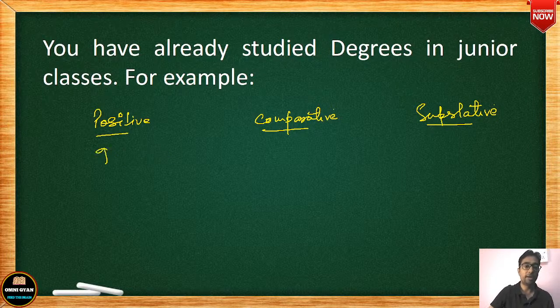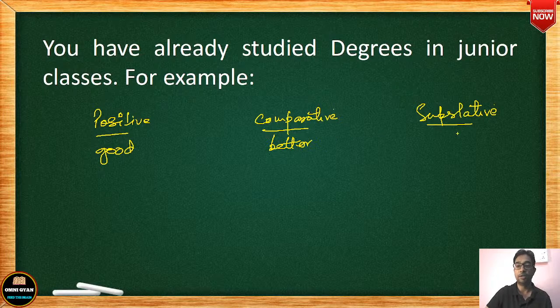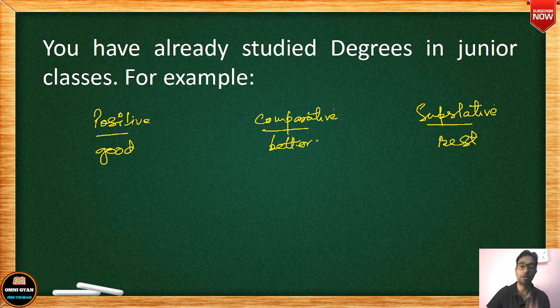Now if I use the word good here in positive degree, what will be the comparative and superlative degrees? Good will be, in comparative it will be better, and in superlative it will be best. Right? I think now you're getting this thing. You have already learned it. Okay, now if you remember, I hope you're remembering now. Yes, we have learned this thing.